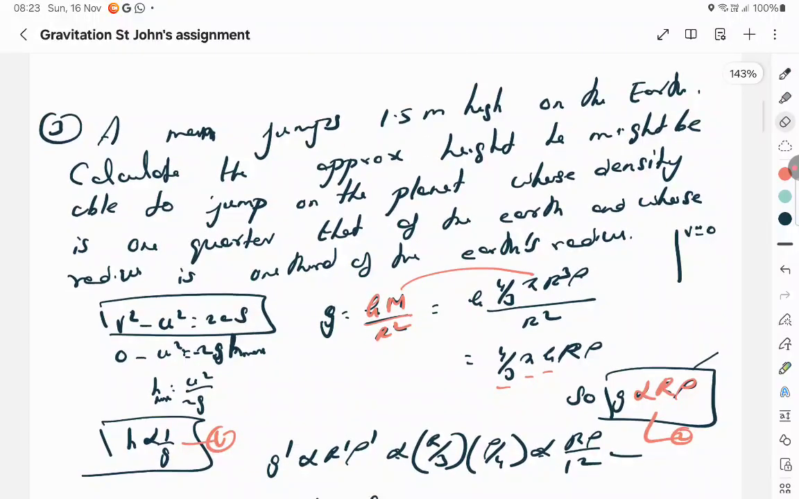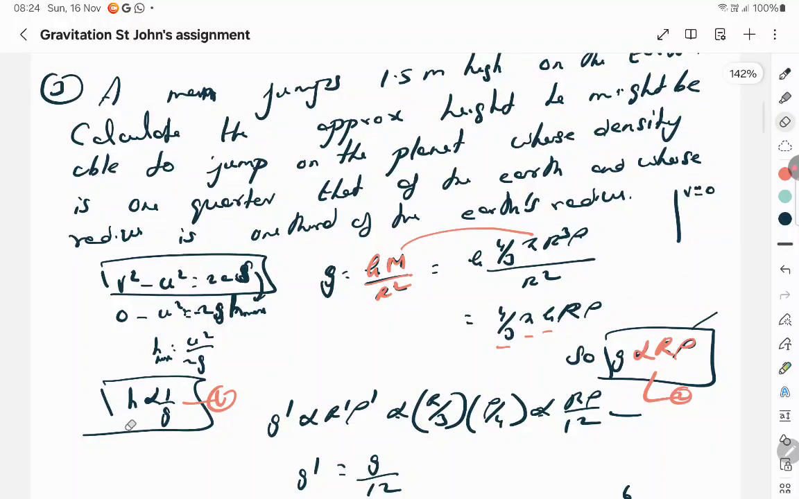A man jumps 1.5 meter high on the earth. The man is able to jump only a maximum of 1.5 meter because after that his velocity becomes 0. So just put it in v square minus u square is equal to 2as, and s you call h maximum. That itself is 1.5, and so you get a formula for h maximum, which is u square by 2g, and conclude that h is inversely proportional to gravity. The gravity is more, you can jump only less height. Gravity is less, you can jump more height. Now go to the next point.